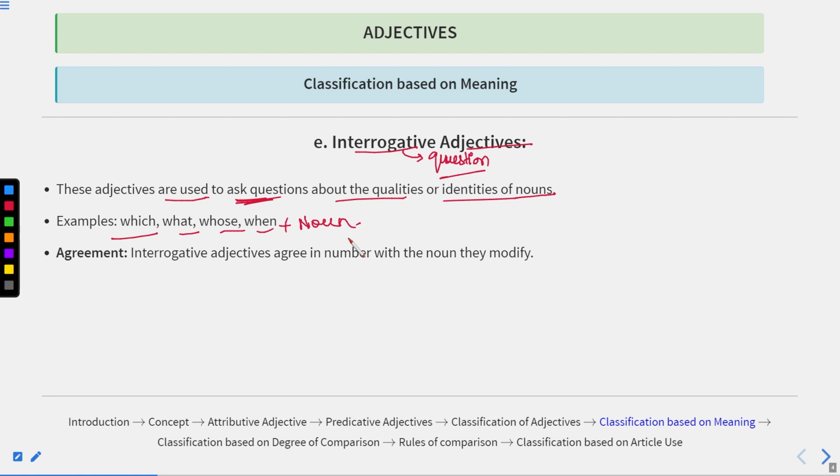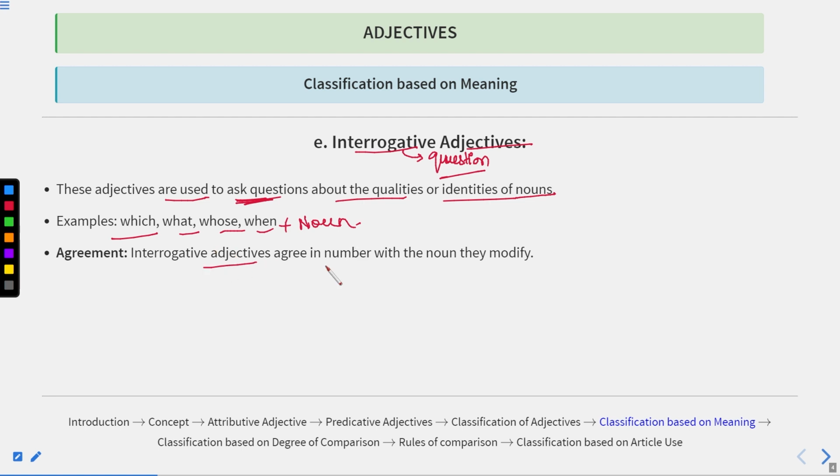In this case, just after these words, if we are using any noun, these words are known as interrogative adjectives. But suppose I say whose pen is this, so just after whose we have the word pen. But if I can't have a noun immediately after it, that will not be an interrogative adjective.